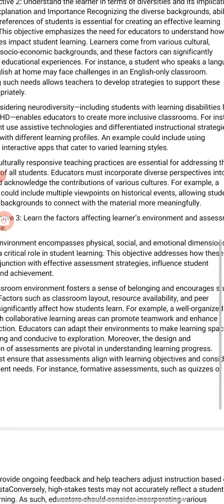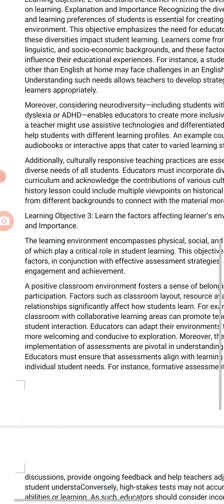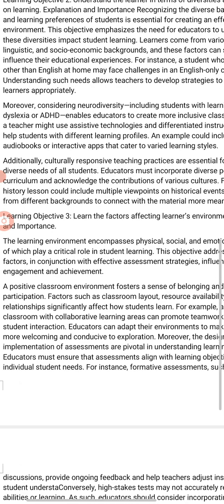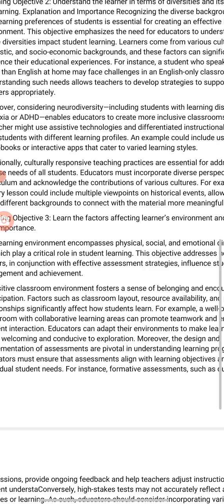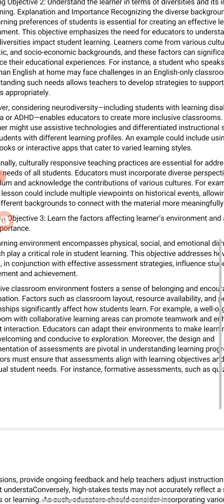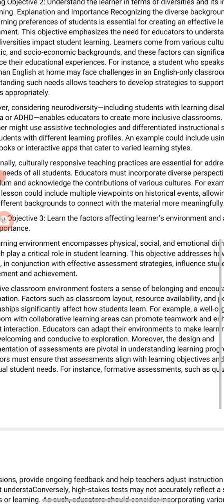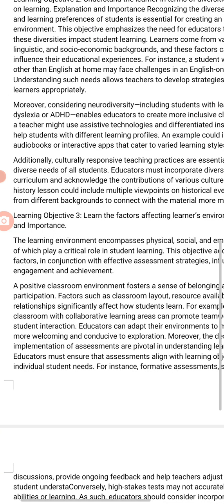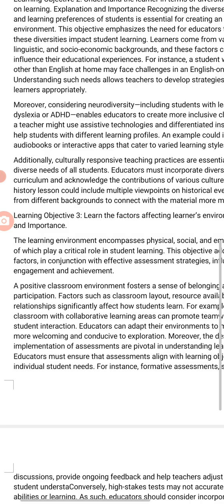An example could include, let's say, using audiobooks, or interactive apps that cater to various learning styles. So these dyslexic learners, there are people who understand fast by audio sounds. You understand? Audio sounds. You can use this as an instructional tool to aid their learning process.